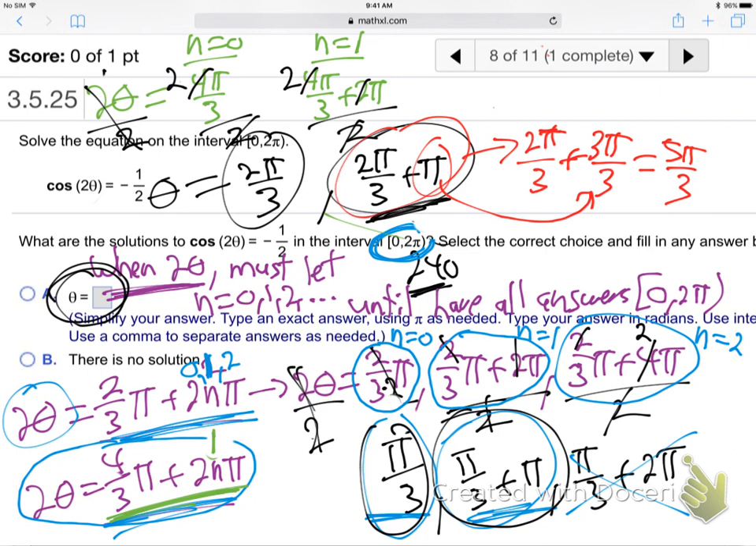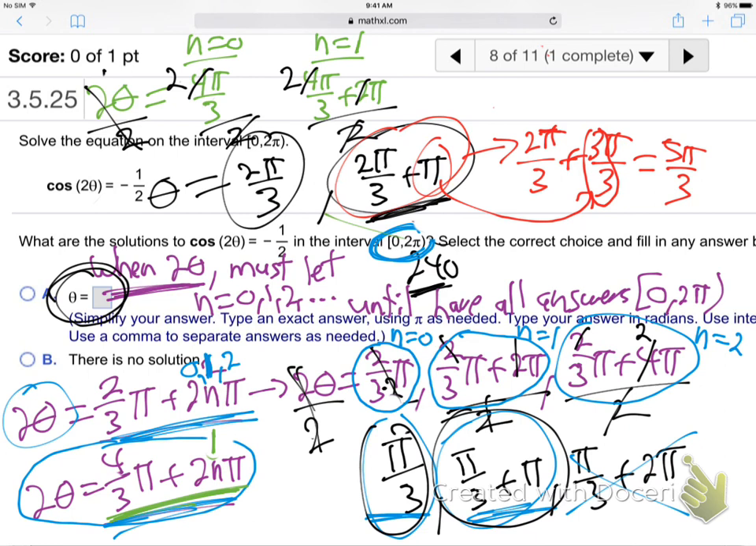3 pi over 3. What's 3 over 3? Oh, right. Is that good? 3 over 3 is 1. This is just a fancy 1 pi or pi. That's just a way to write pi with common denominator, right? We all good on that? Does that make sense? And same thing down here.